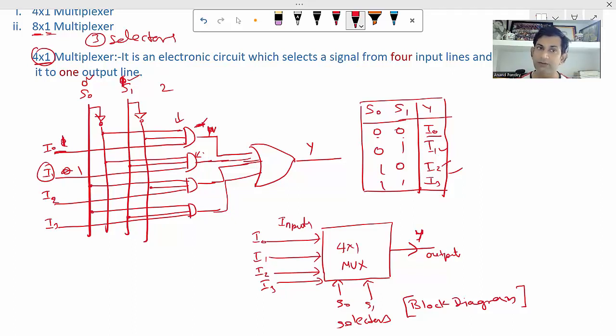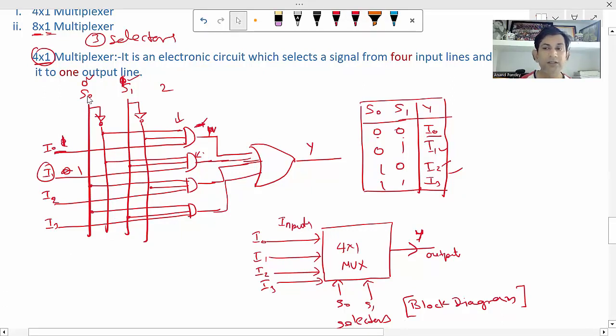In the same manner you can draw the 8 cross 1 multiplexer. For 8 cross 1 multiplexer, you have to draw the 3 cross 8 decoder, then one extra input line in each AND gate, then join all those AND gates with one OR gate to get the final output. And S0, S1, S2, and then Y will be I0, I1, I2, I3, I4, I5, I6, I7. Three selectors will be there, S0, S1, S2, and one output. Please try to draw the 8x1 multiplexer.